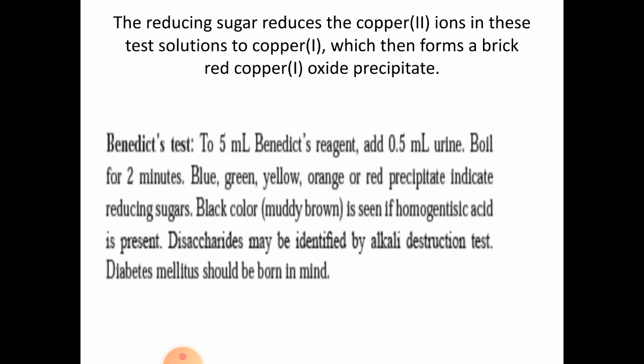Glucose is a reducing sugar. Then this reducing sugar reduces the copper in the test solution to form copper oxide, which forms a brick red color. Then how Benedict's test is performed, the procedure: 5 ml Benedict's reagent, 0.5 ml of the test solution. You are boiling it to get blue, green, yellow, orange color depending upon the concentration of the reducing sugar present.